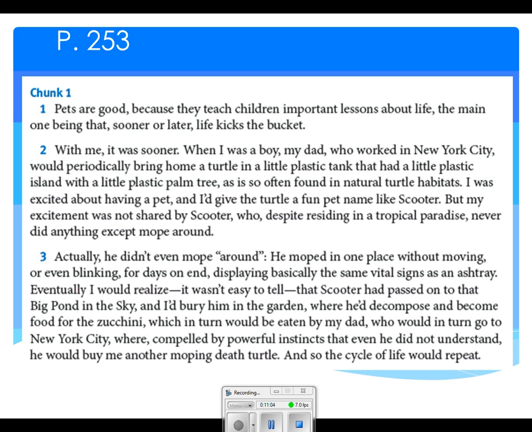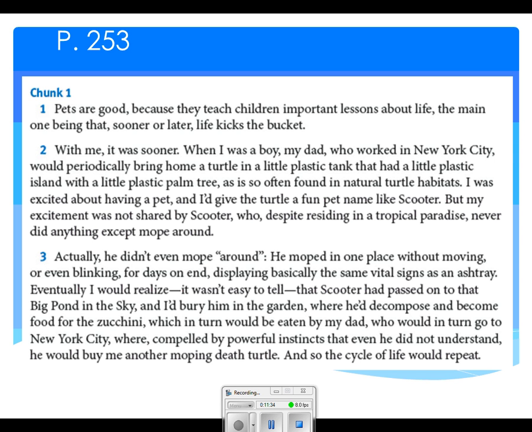Pets are good because they teach kids important lessons about life. The main one being that sooner or later, life kicks the bucket. With me, it was sooner. When I was a boy, my dad, who worked in New York City, would periodically bring home a turtle in a little plastic tank that had a little plastic island with a little plastic palm tree, as is so often found in natural turtle habitats.